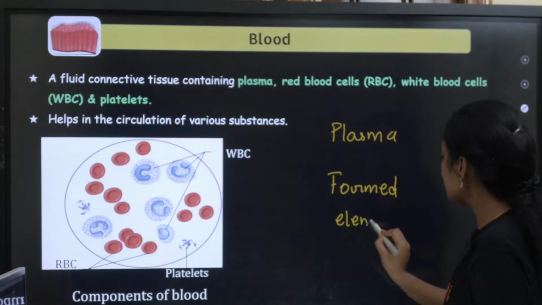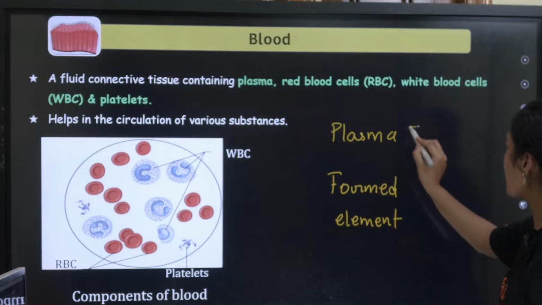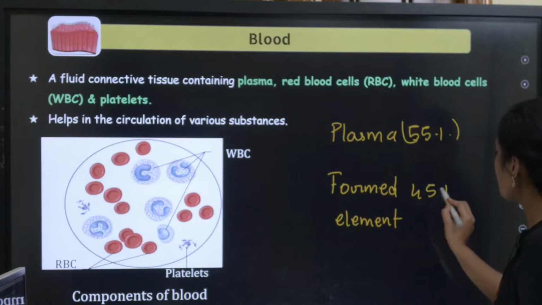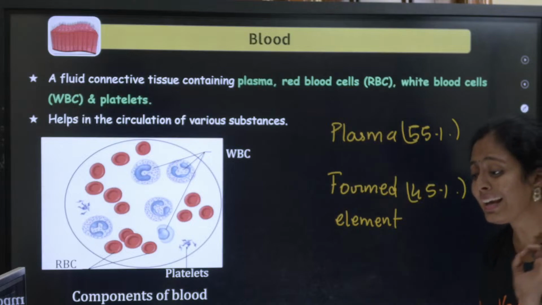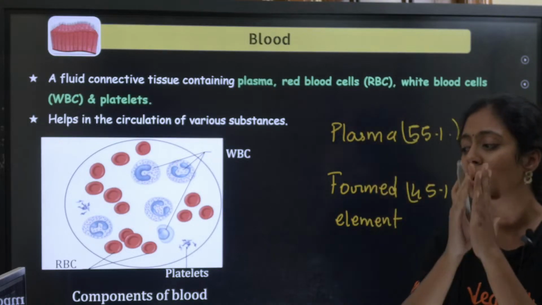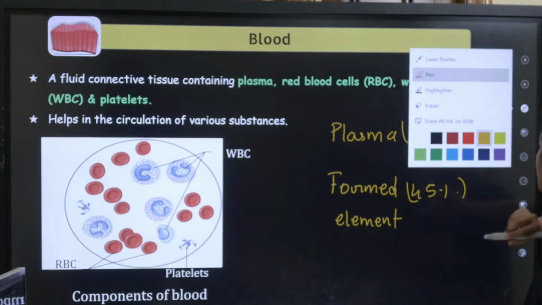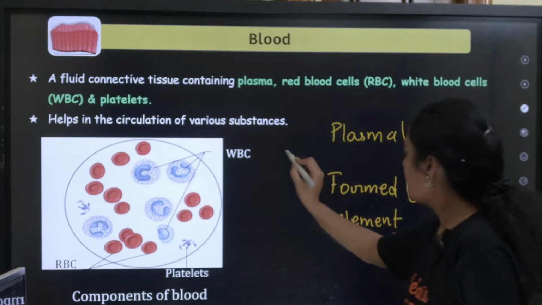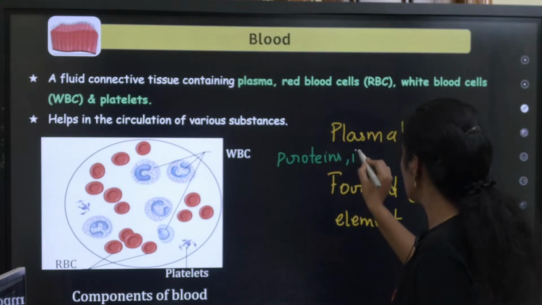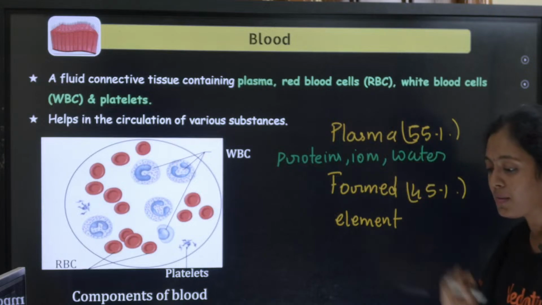Yes, now what is this plasma? What percentage is plasma? Plasma is around 55%, formed elements around 45%. Yes, it's a fluid connective tissue. Can anyone tell me what plasma constitutes? Plasma has plasma proteins, correct? Proteins, ions, and mainly water. All of this is in your plasma.